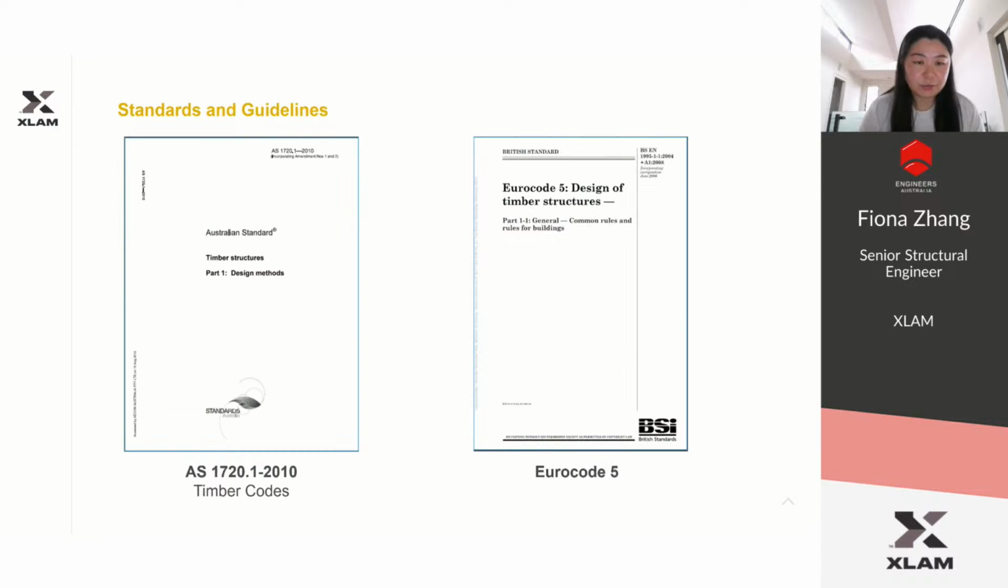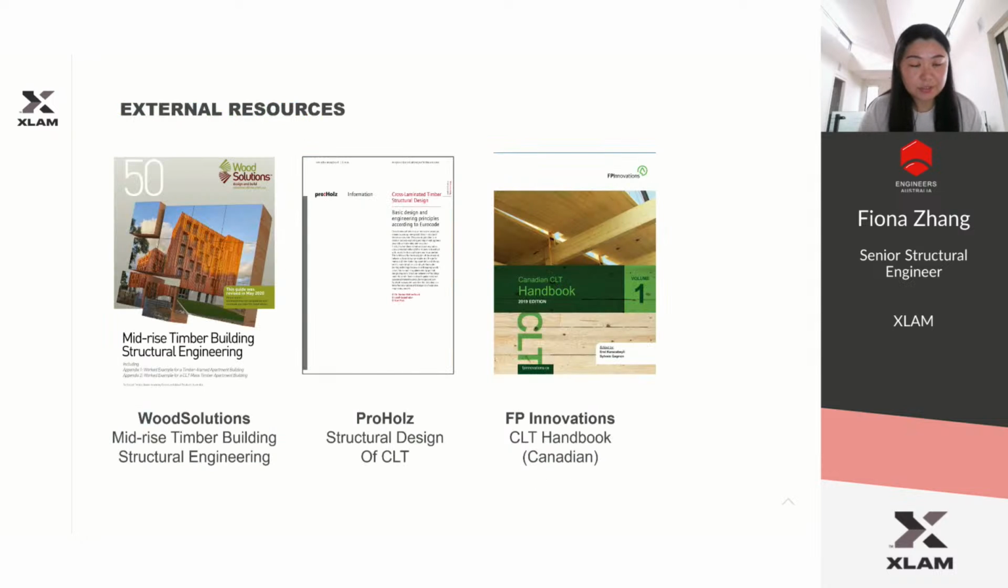So the standard guidance we normally use is the Australian Standard 1720 and Eurocode 5, which covers what the Australian standard doesn't have. Tom in the next session will discuss more about that. And other materials from Woodsolutions, and there's one book called Protocols and FPInnovations, the Canadian version of the CLT handbook, are very useful.